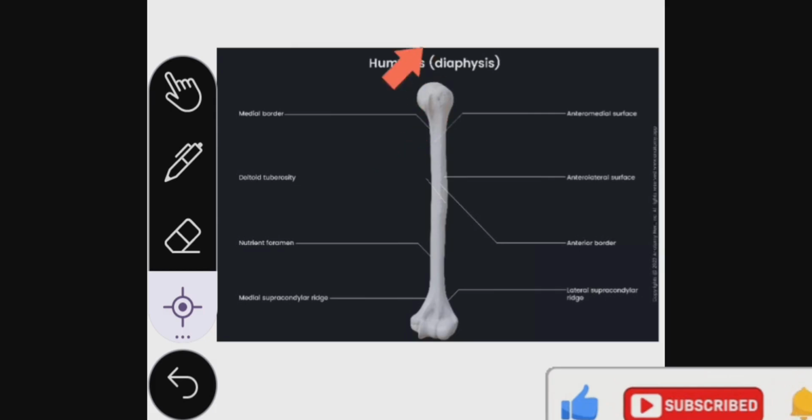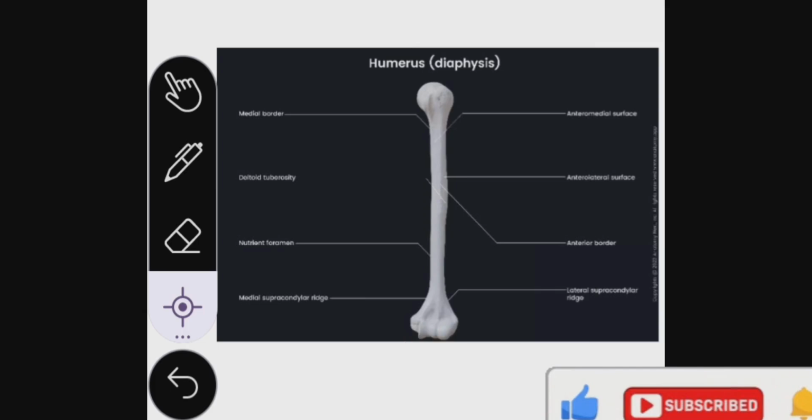The proximal end has a head. It articulates with the glenoid cavity to form the glenohumeral joint. It has an anatomical neck. It has greater and lesser tubercle, and it has the surgical neck. The shaft has a deltoid tuberosity and a radial groove, and then the distal end has a capitulum, a trochlea, an olecranon fossa posteriorly, and a coronoid fossa anteriorly. You should note these parts.